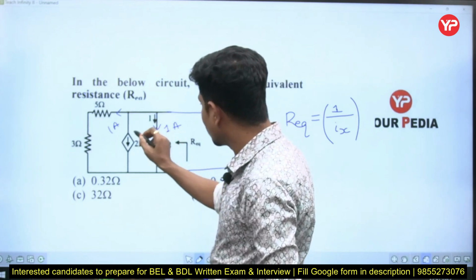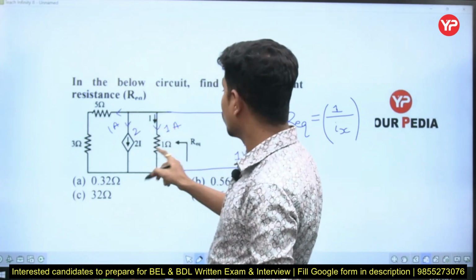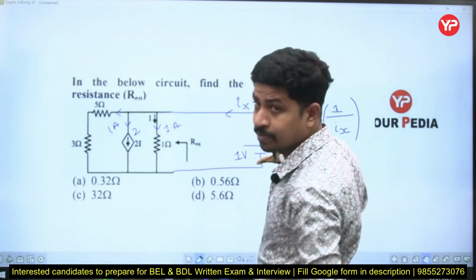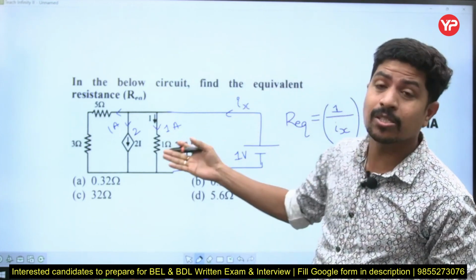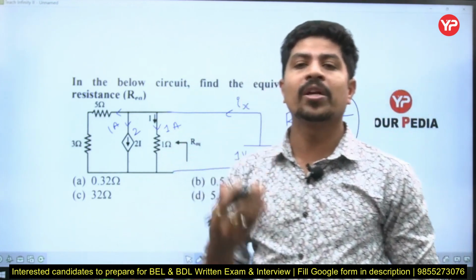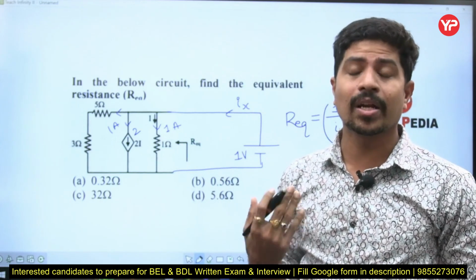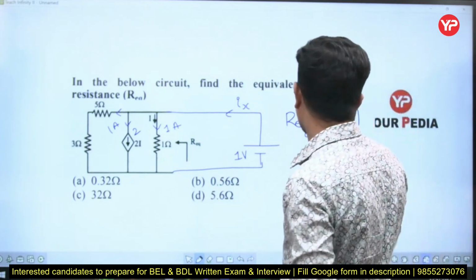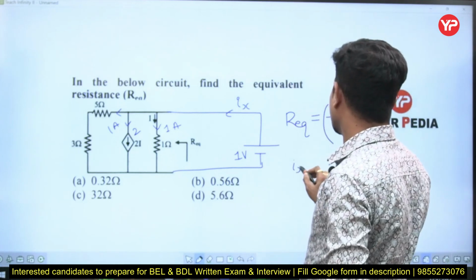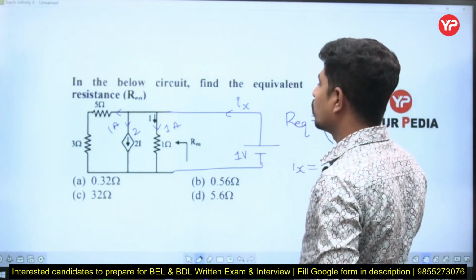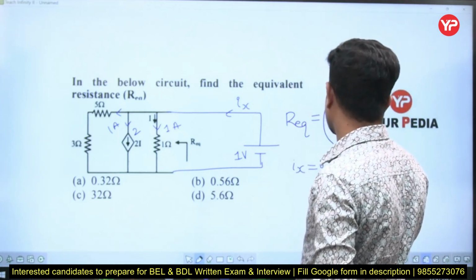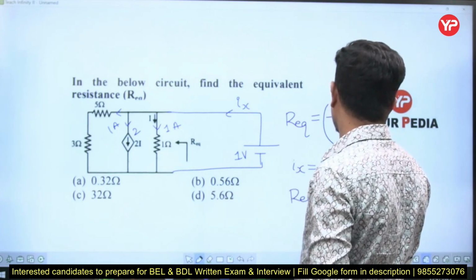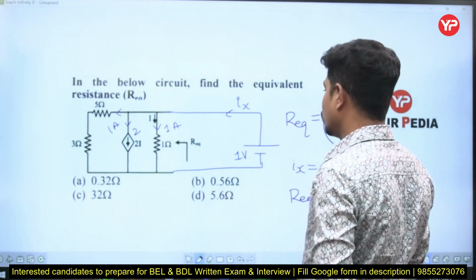I is equal to 1. Therefore, this is also 2. Why 2? 2 into I. I is 1. How did we get I? I connected a 1 volt battery for finding equivalent resistance. Whenever there is no independent source, we connect one independent source. We take the ratio of voltage to current, then we get the equivalent resistance, right? Now, Ix is equal to, according to KCL, 1 plus 2 plus 1, 3, 4 amperes. So R equivalent is equal to 1 by 4 ohms.